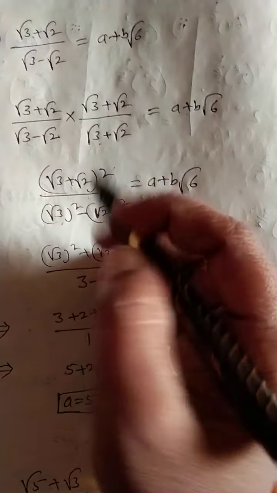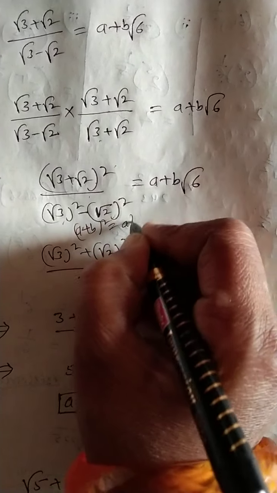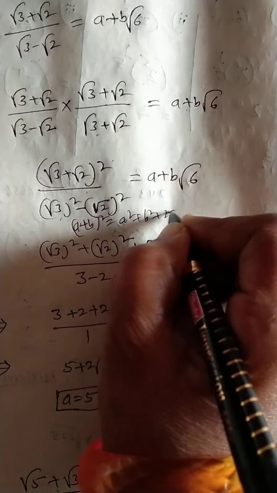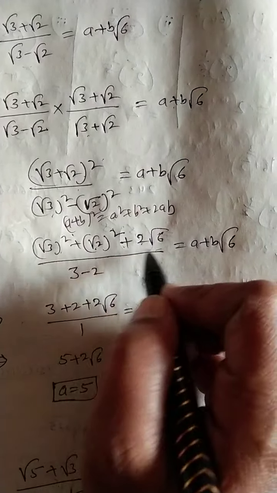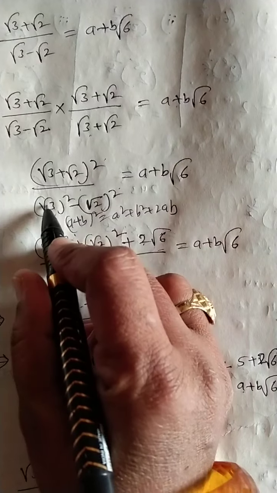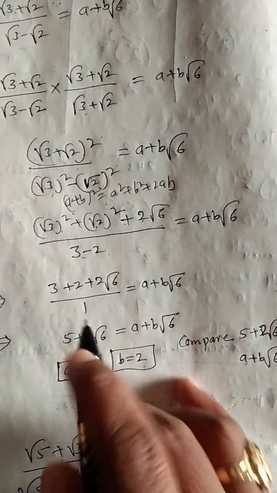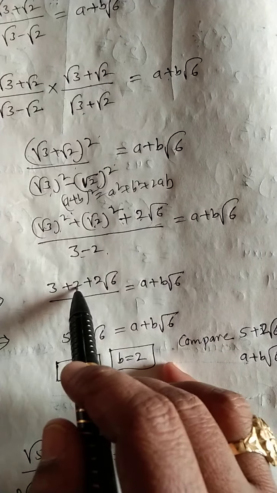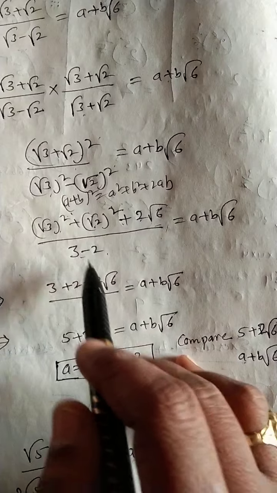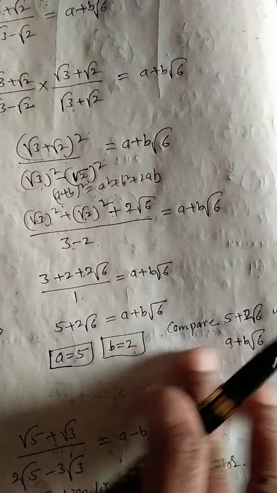This is the (a plus b) whole square formula. You can write a square plus b square plus 2ab. Okay, a square plus b square plus 2ab divided by a square minus b square. Square root will cancel, 3 minus 2. RHS as it is. Now in LHS, square root will cancel, 3 plus 2 plus root 6 as it is. 3 minus 2 means 1. This is a plus b root 6 as it is.